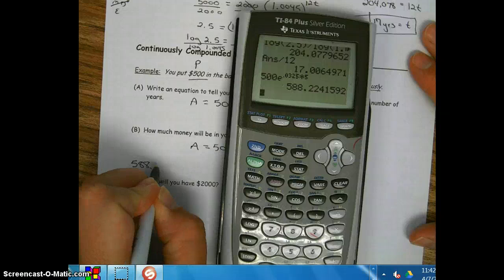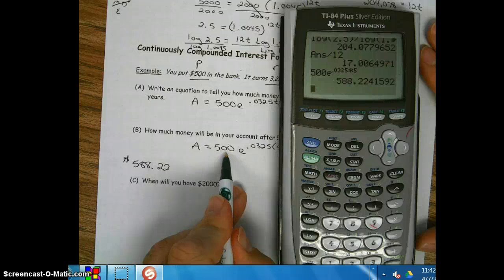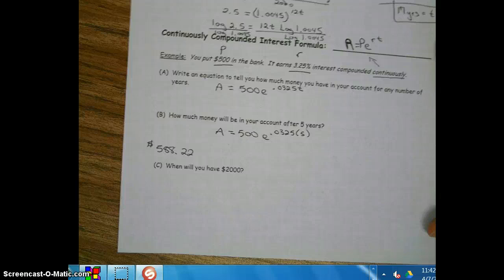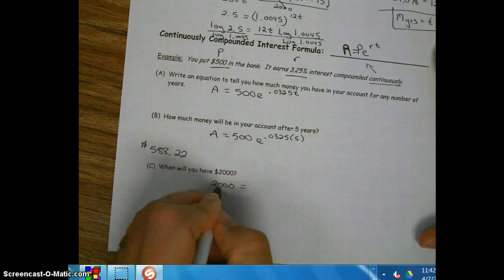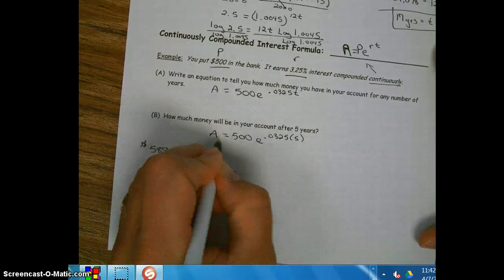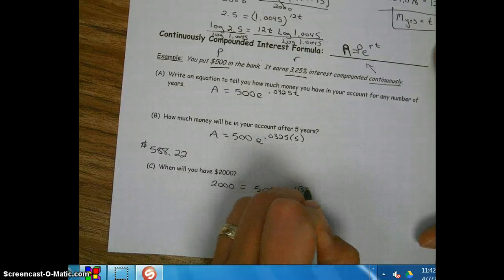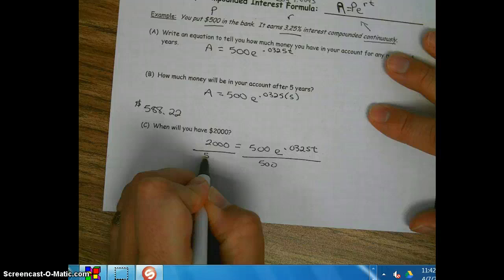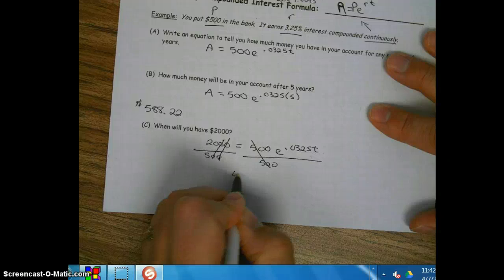Now, let's use some common sense. When you get your answer, look at how much you started with. Does it make sense? Yes. Move on. When will you have 2,000? So here we go. When will we have 2,000? Future amount, we're looking for, got the same interest rate, looking for the time.